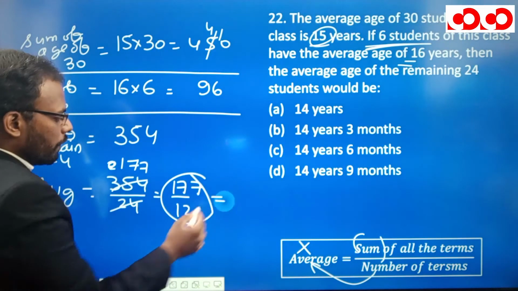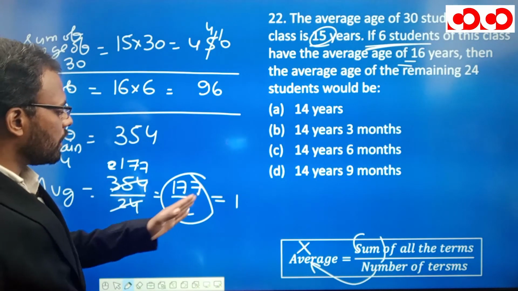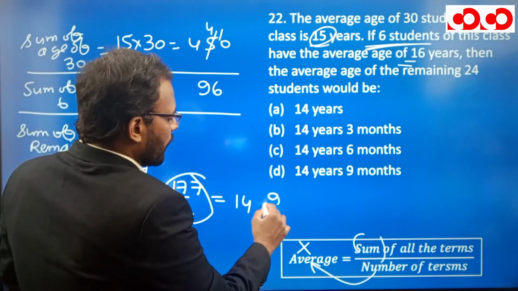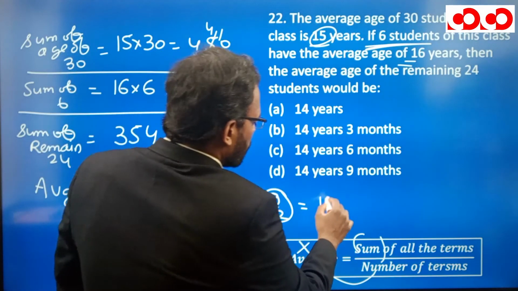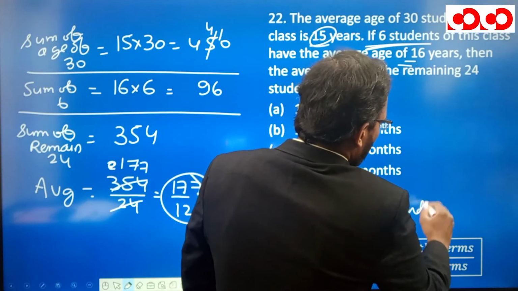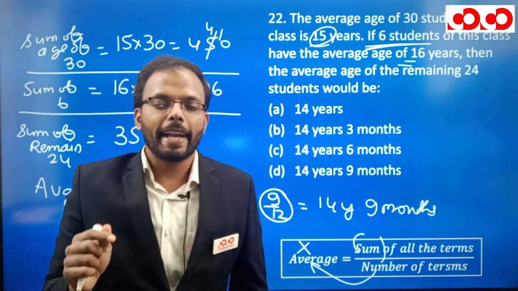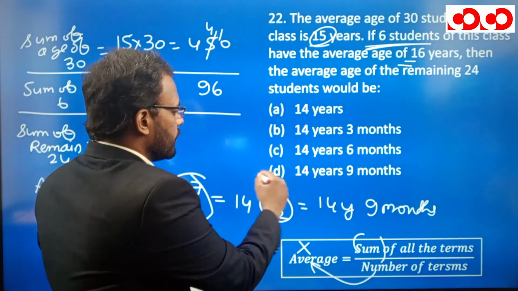If you solve it, you will get 1s are 12 and 57 we are getting. So 57 means 4s are 48 and 9 by 12. So what is this 9 by 12? It is 14 years and 9 months. Because 9 by 12 of a year means 9 months, which is coming out to be extra. So this is the average.